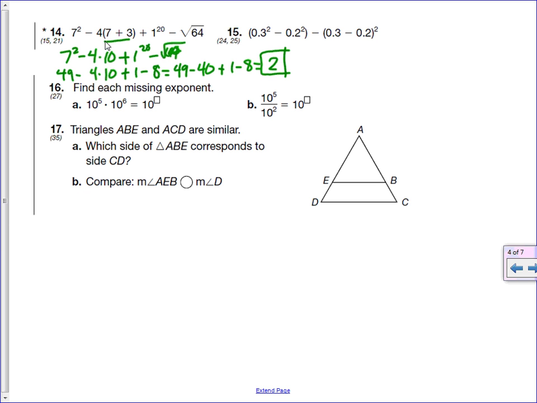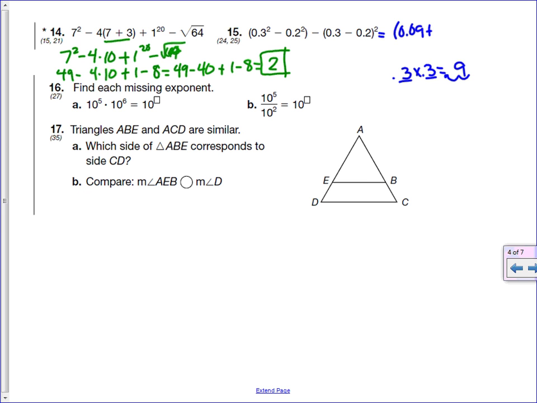Then we have 0.3 squared minus 0.2 squared minus, and then in parentheses 0.3 minus 0.2 squared. So first thing that we need to do is the things that are in parentheses. So I'm going to start over on the left-hand side. So 0.3 squared is 3 times 3, which is 9, but they're really 0.3, so I have 2 decimal places, so I go 1, 2 places over. So 0.3 squared is 0.09.